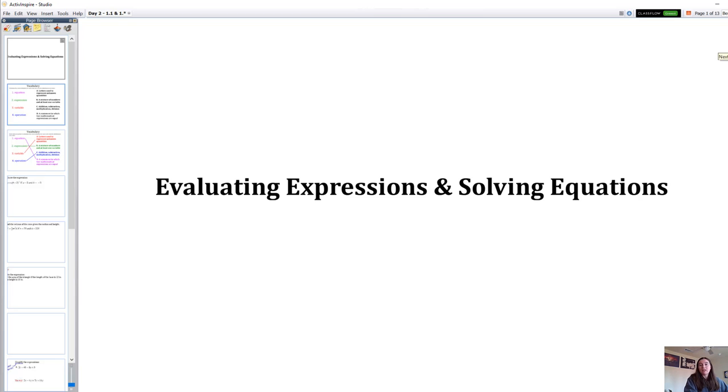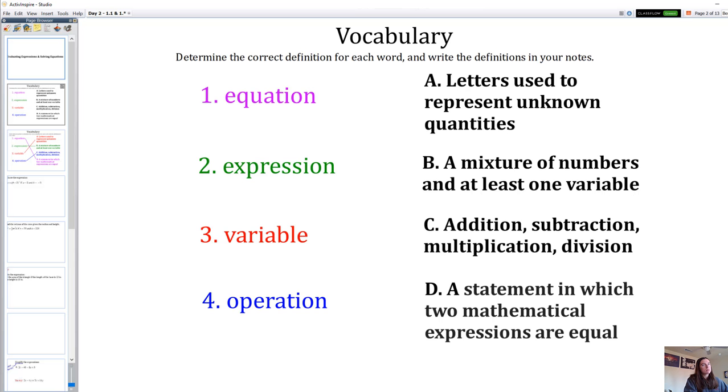Guys! Today we're going to talk about evaluating expressions and solving equations. So first I want to start off with a little bit of vocab, just to make sure you remember some stuff from Algebra 1. So I have 4 different terms here that I need you to match with their 4 definitions. We've got an equation, expression, variable, and operation. So what I want you to do right now is pause this video and see if you can match each vocab term to its definition.